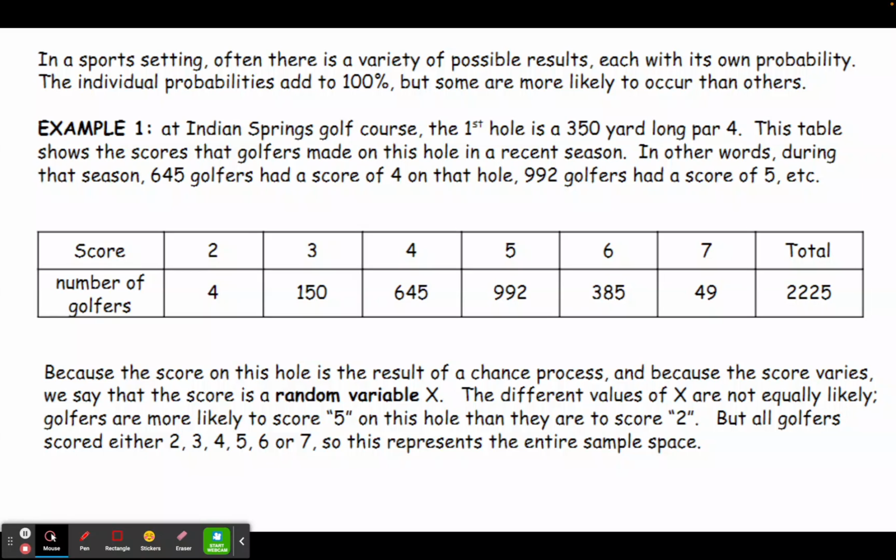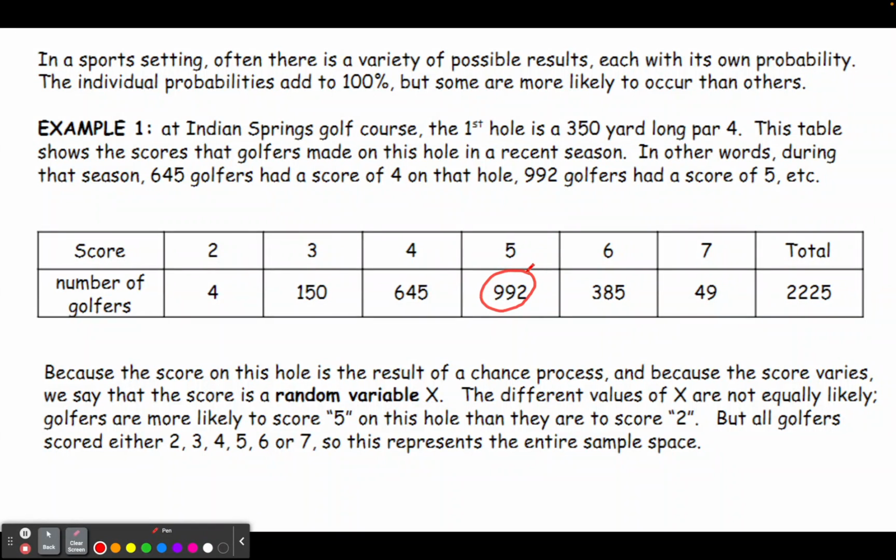Now, because the score on this hole is a result of a chance process, and because the score varies by golfer, we say that the score is a random variable, which in this case we're going to call X. In some cases, for example, if you're rolling a die and you have 6 possible outcomes, all of those outcomes are equally likely. But what happens more of the time is that you have some outcomes that are more likely to happen than others.